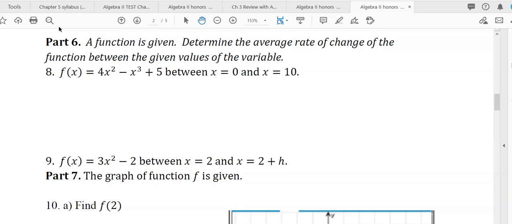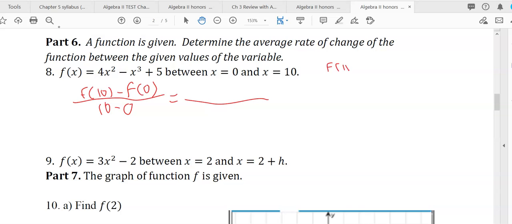Determine the average rate of change for the function. Okay, so you're going to use that formula, using function notation here. So let's just try that. It's going to be f of 10 minus f of 0, f of b minus f of a over b minus a, so 10 minus 0. So then you have to figure out f of 10 in order to plug it in right there. So f of 10, let's just figure that off to the side.